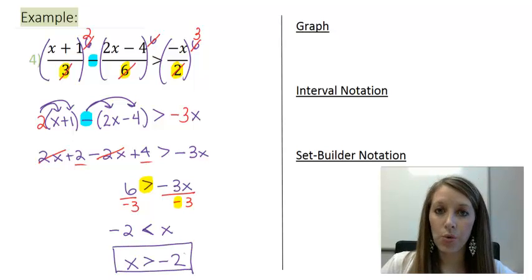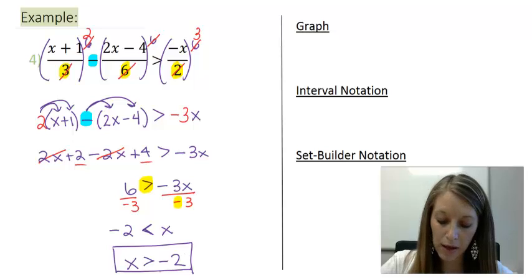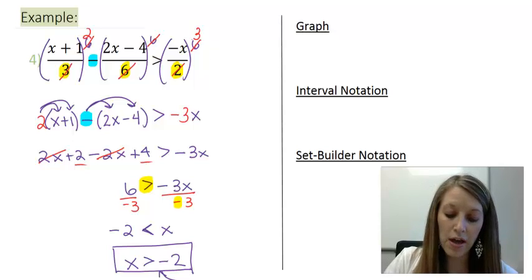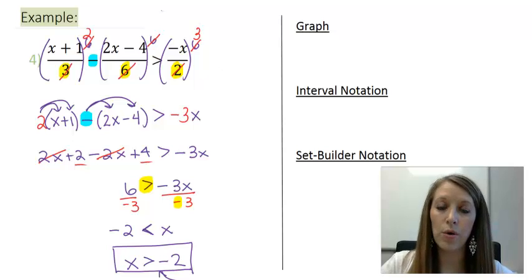Now, if you don't trust your work, you can always check it by plugging in a number that fits in this inequality. So you can check it by plugging in something larger than negative 2 and making sure that this ends up to be a true inequality like we expect it to.